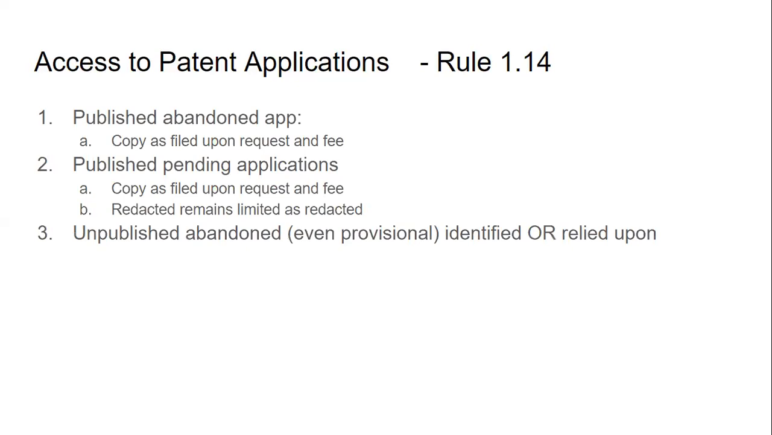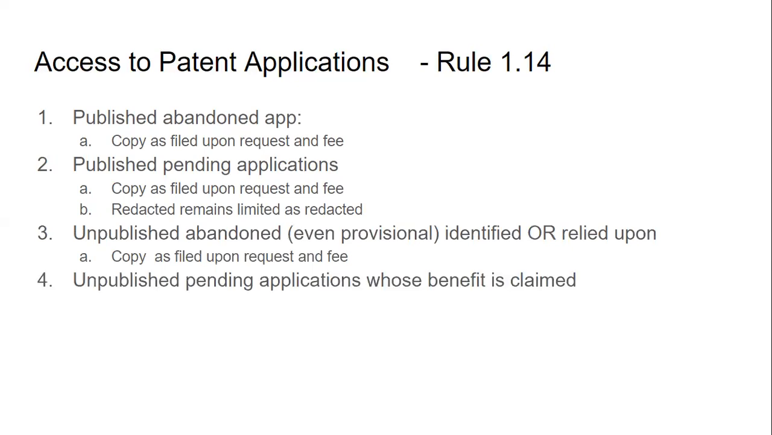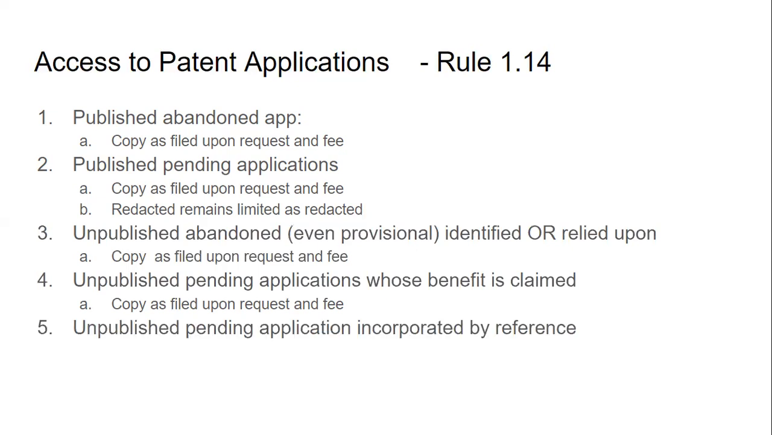So the unpublished abandoned application, which is identified in some sort of issued or published application, or if it's relied upon in any way, you can get a copy as filed upon request and fee. The unpublished pending application whose benefit is claimed, that one, as you can imagine, is copy as filed upon request and fee. The unpublished pending application that is incorporated by reference, and that's an important aspect, you get the copy as filed upon request and fee. And there's a little caveat to the incorporated by reference that we'll come back to.